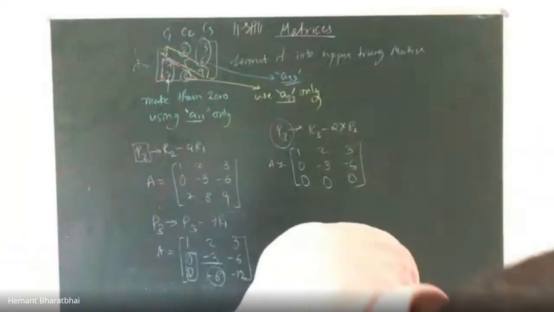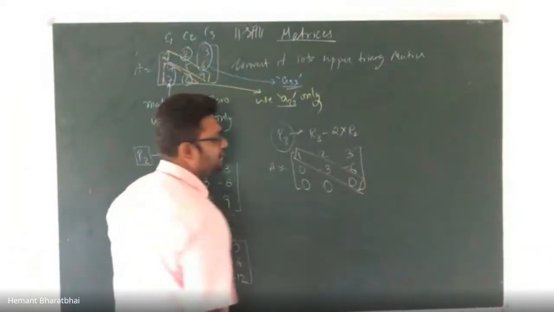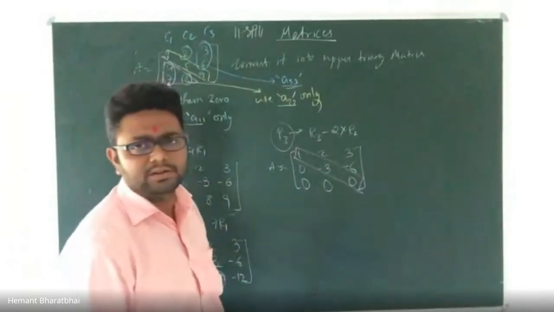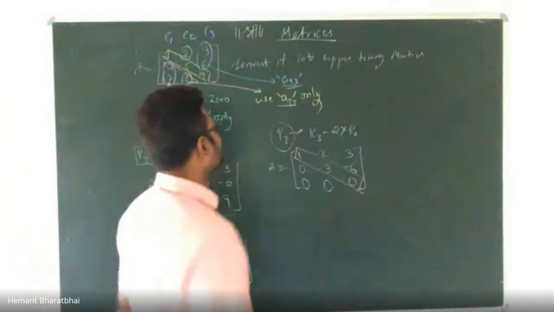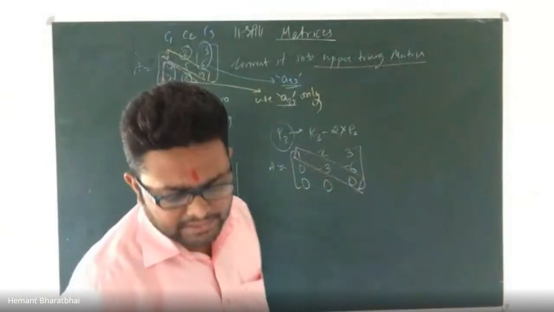Okay. So we have got the upper triangular matrix. He wanted us to convert it into upper triangular matrix. So this is my diagonal. Elements above the diagonal are non-zero. Elements below the diagonal are 0. So we have successfully converted into upper triangular matrix. Everyone has understood this?